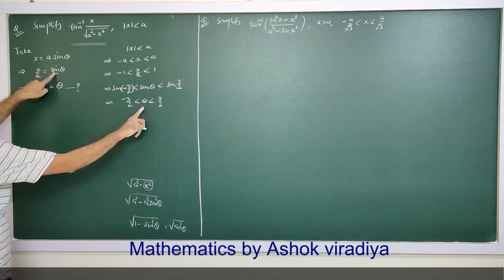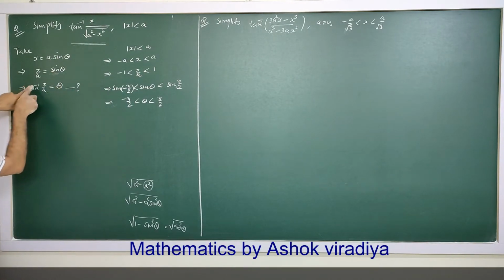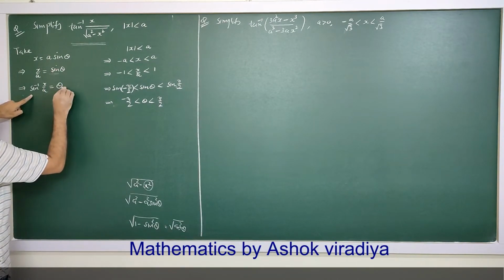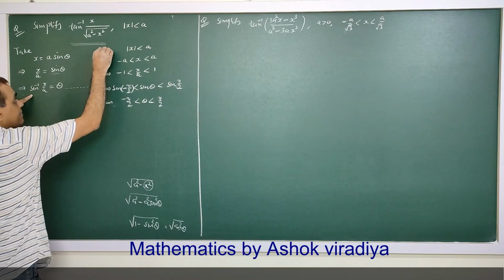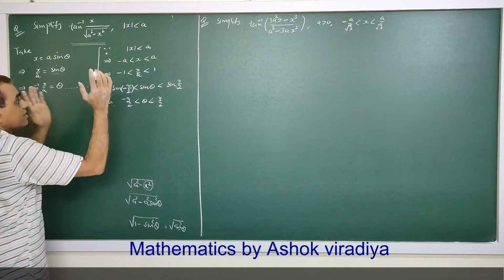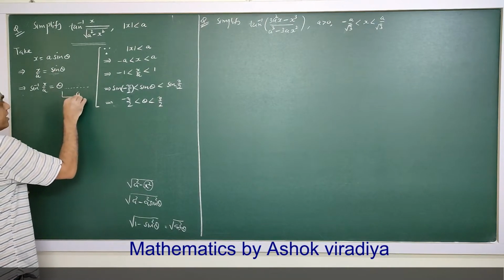This is the domain of sine. Therefore, this sine can be shifted to this side. So sine inverse x by a is theta, and the reason for this step is here. Everything we put by reason, using properties of inverse trigonometric functions. So this value will be used later on.